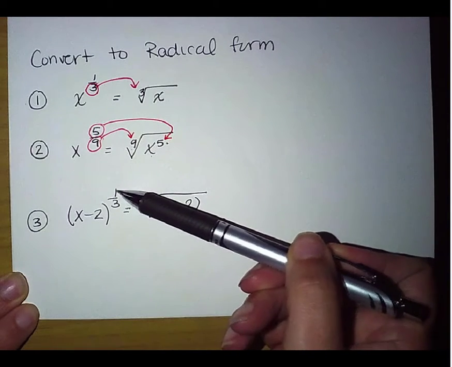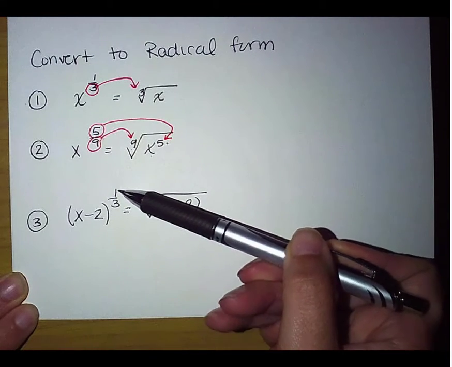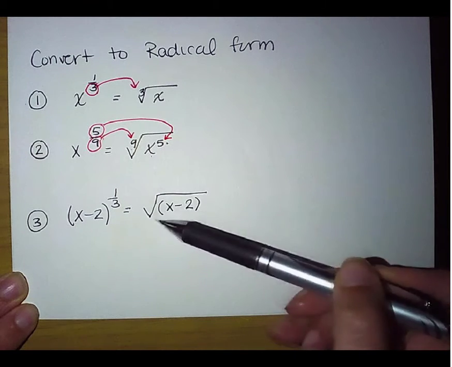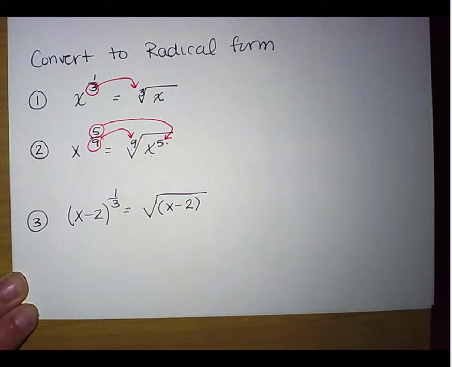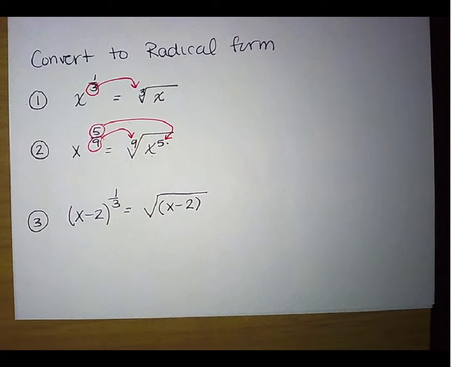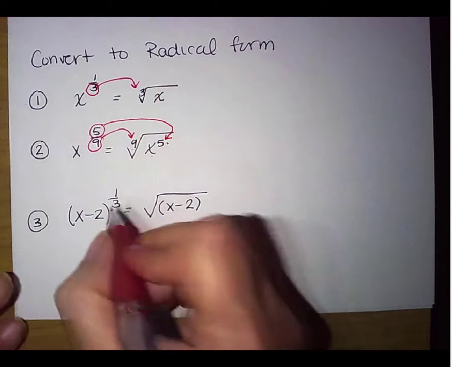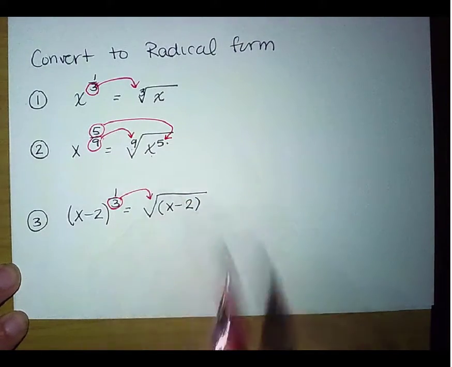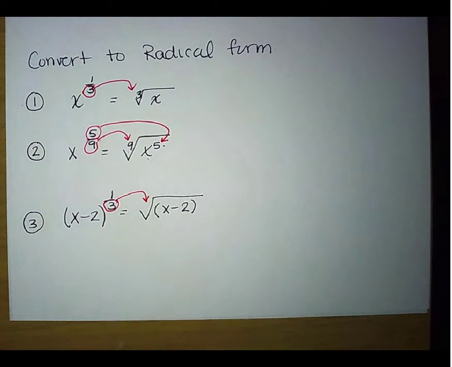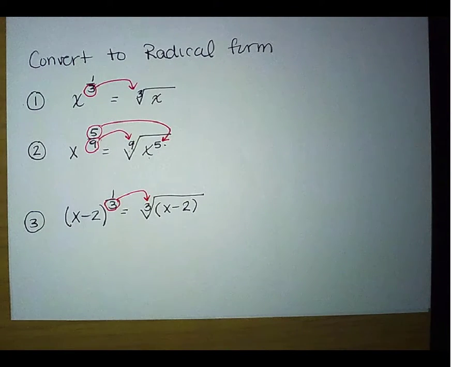Now had my power been something other than 1, maybe a 2, I would have definitely needed the parentheses so that I could put my power of 2 up here because I'm still raising that entire statement. Now my root, again, is always on the bottom of that fraction. It goes inside our little v, so this is the cube root of x minus 2.